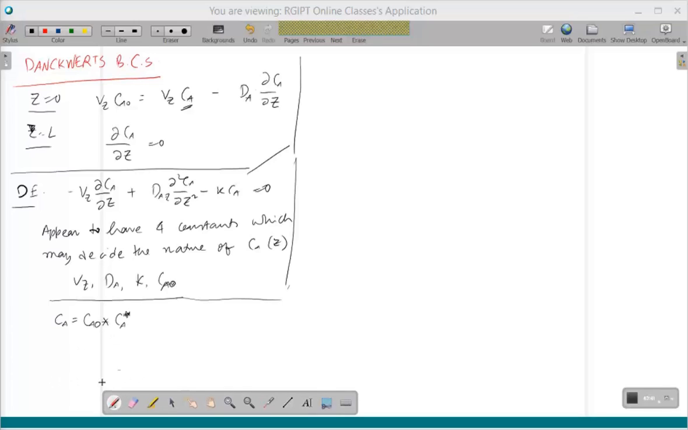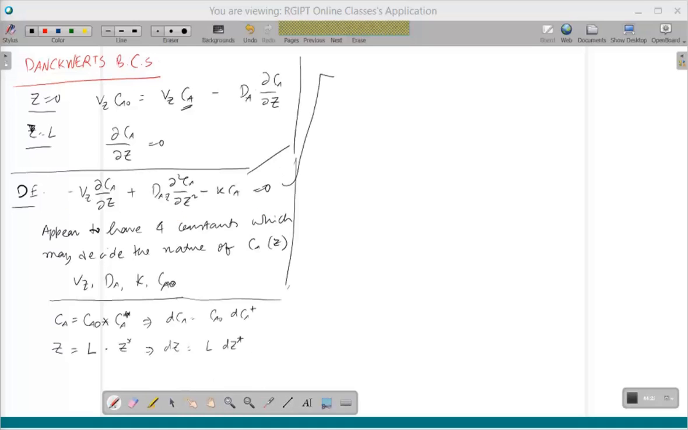And Z: how will I non-dimensionalize Z? There is a Z star multiplied with the length of the reactor. There's only one length scale, which is the reactor length L. So now if you substitute these expressions, dCa would be equal to Ca naught dCa star, and dz would be equal to L into dz star. Just substitute it back in the differential equation.